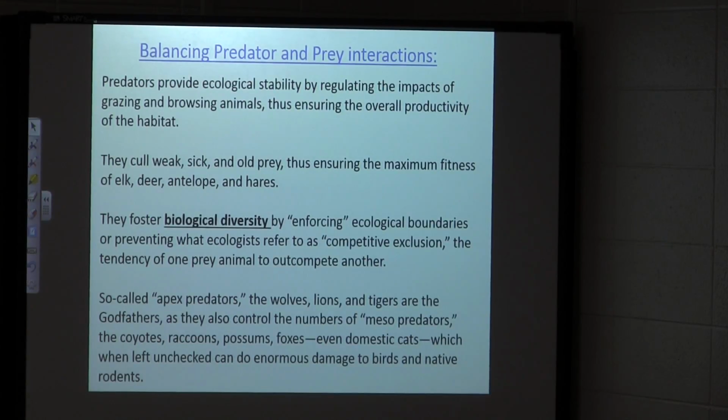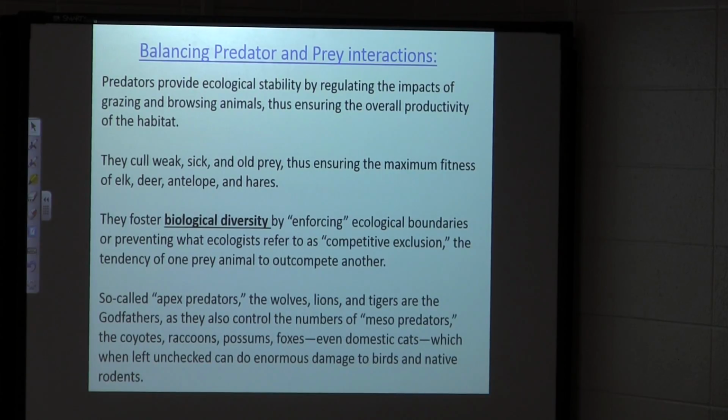And with that, they also foster biological diversity. They enforce ecological boundaries, preventing what ecologists refer to as competitive exclusion. And we're going to get into competition, not now, but the next time that we meet, where members of the same species are competing with each other for the same resources. If we have a predator in there that can help to stabilize and maintain the population, then we wouldn't see that competitive exclusion, which is the tendency of one prey animal to outcompete the other.